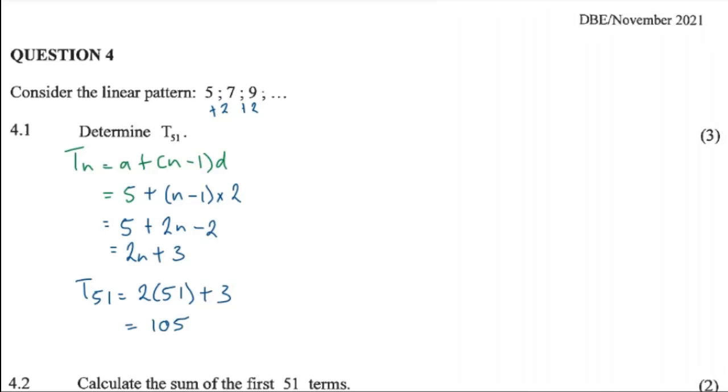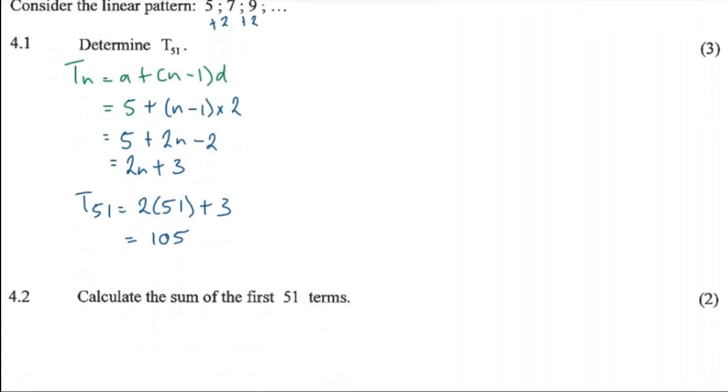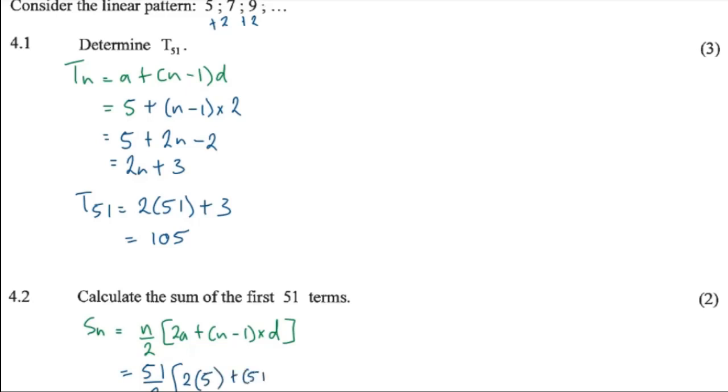And the second one is also pretty straightforward. We just need to calculate the sum of the first 51 terms. So we're going to recall our sum of an arithmetic series formula: n over 2 times 2a plus n minus 1 times the common difference. Here we know that we're summing over 51 terms. 2 times the first term, which is 5, n is 51, and the common difference is 2.